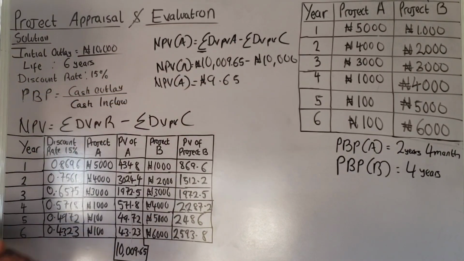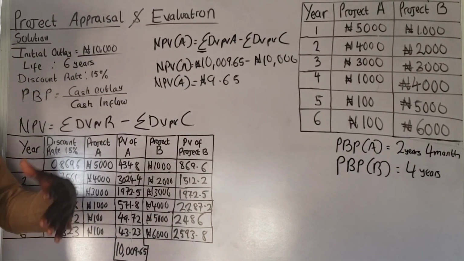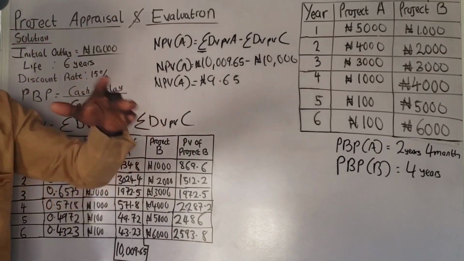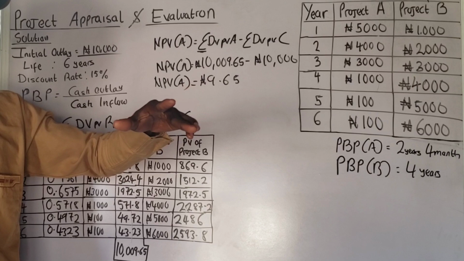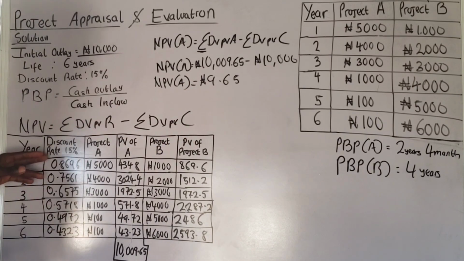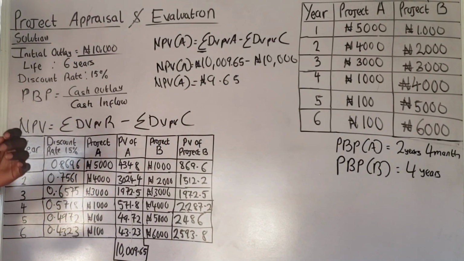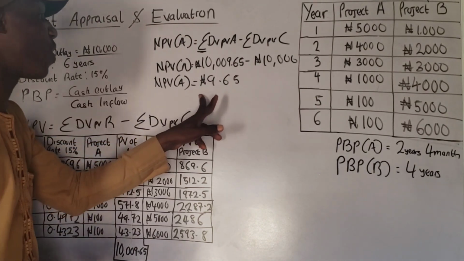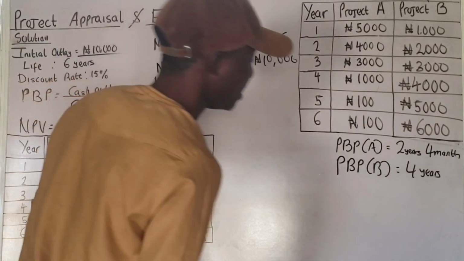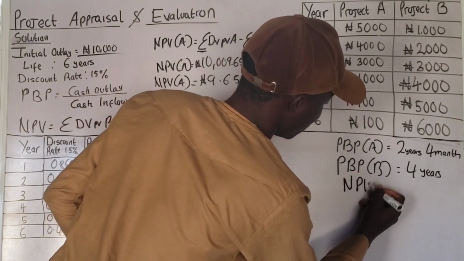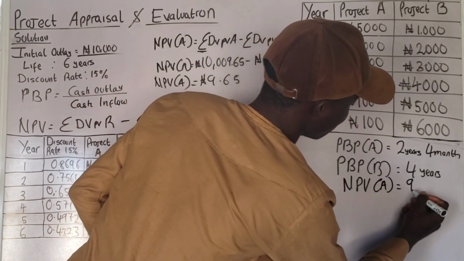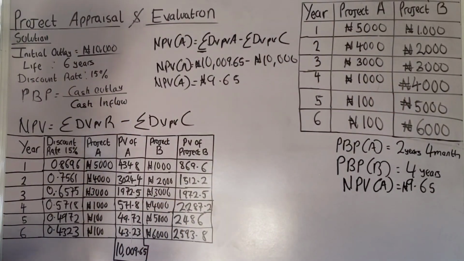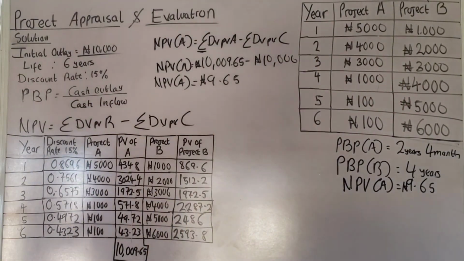You will have come across a question in which they gave you the revenue or the income stream separately, and they gave you the cost separately, and the cost differs in each year. You might want to take the product of the discount rate at that particular year with respect to that question. Do you understand? So the net present value of A is 9.65 naira. Now let us determine the net present value for project B.